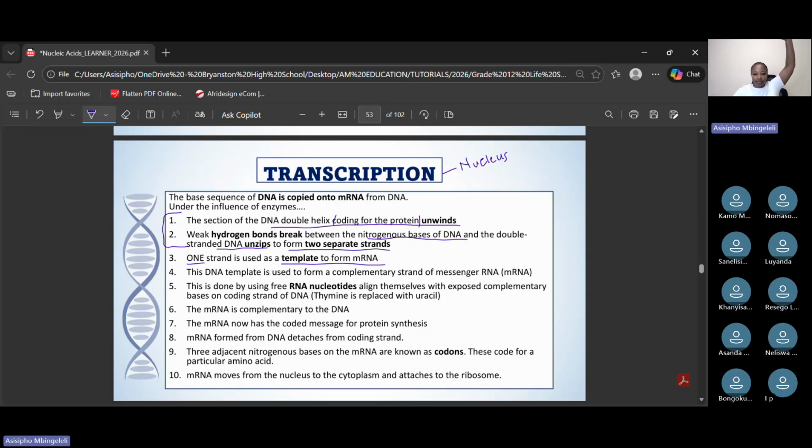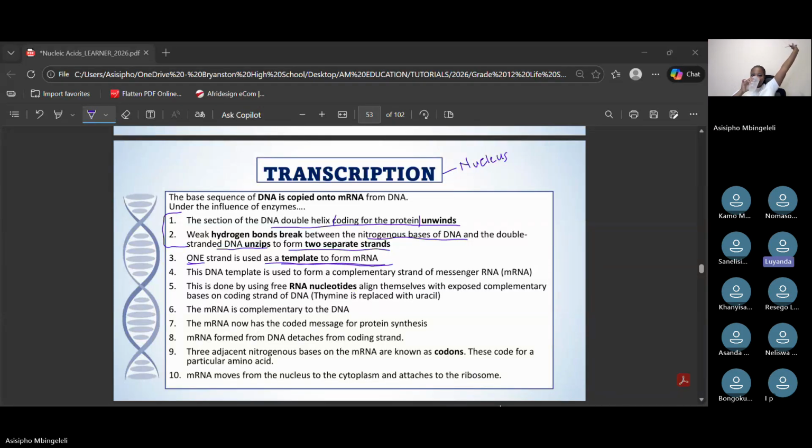I have a question. So if you know the answer, please do unmute and give me the answer. Point number 3 says one strand is used as a template to form messenger RNA. What was different in point number 3? Because this sounds very similar to DNA replication. What did we say in DNA replication at point number 3? Unmute and tell me. Anyone?